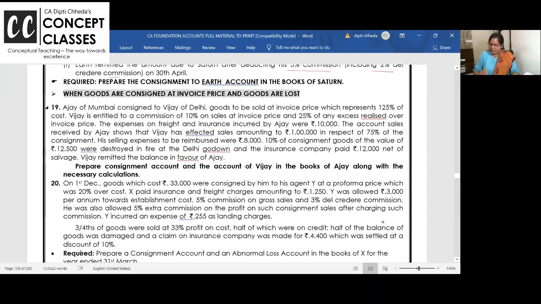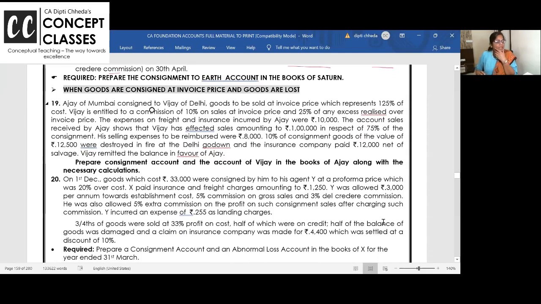Aage karte hain. 19th problem. 19th problem we are doing right now. Ajay of Mumbai consigned to Vijay of Delhi goods at invoice price, which represents 125% of cost. Indicator in your mind. Equation is this. 125 invoice price, 2,500. Vijay is entitled to commission, 25% of any excess realized over invoice price. Matlab overriding commission bhi hai. Expenses, freight, insurance, Ajay ne diya.